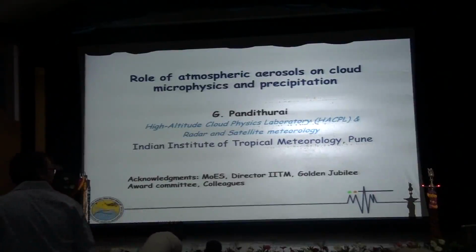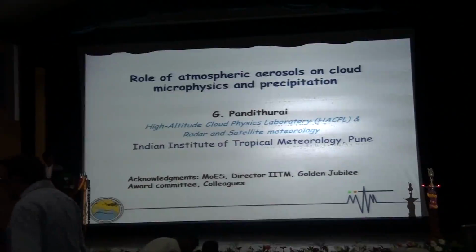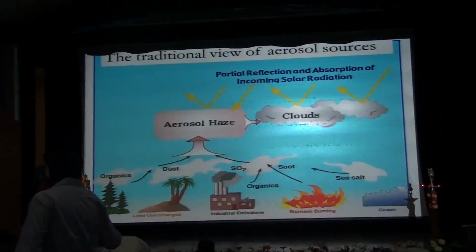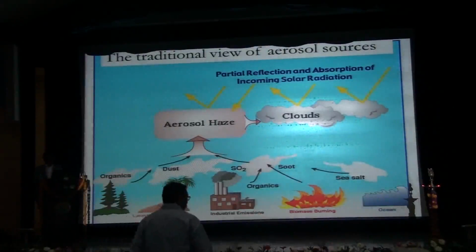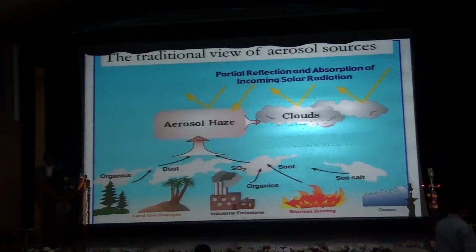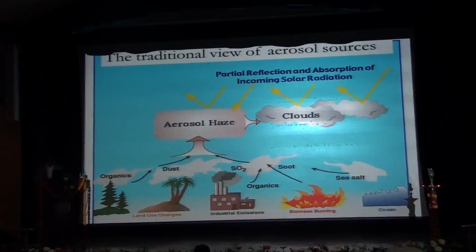I'll be talking on the role of atmospheric aerosols on cloud microphysics and precipitation. The traditional view of aerosol sources is that some are natural. For example, from the ocean we can get sea salt, and from vegetation we can get organic aerosols through conversion of volatile organic compounds into very fine particulates. From land use and land changes, we can get dust aerosols. And from industrial emissions and biomass burning emissions, we can get sulfate, soot, and organics.